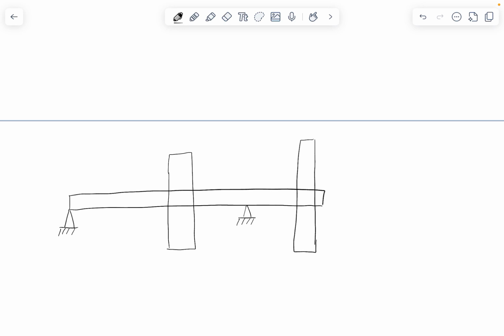So the simple support just means that we are going to fix the shaft in the translational directions, but we're going to allow for any kind of rotation. So that could be bending of the shaft or twisting. And let me now draw our forces.